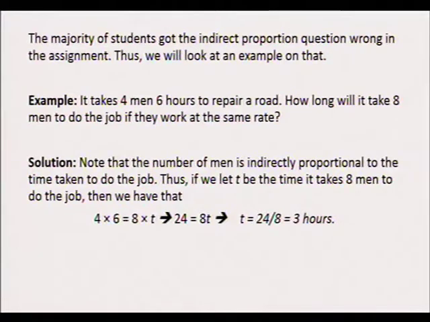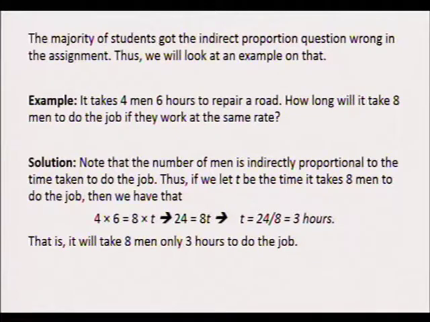So you realize that from 4 to 8 men, the time has decreased from 6 to 3. Let's rephrase that. If you double the number of men doing the job, then the number of hours has halved. So basically, the number of men has increased by a factor of 2, while the number of hours has decreased by a factor of 2. So the same rate that we are talking about is that if one increases, the other one decreases at the same rate. So it takes 8 men only 3 hours to do the job.